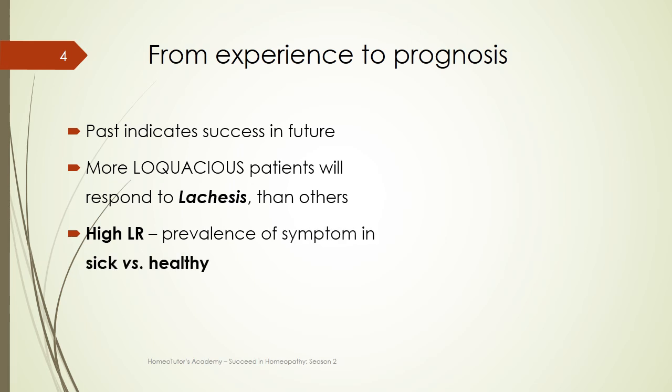So once again, a high likelihood ratio means that it is more prevalent in the sick versus the healthy. Please note, I have boxed the term sick. In other words, that symptom in that person should be in a state of sickness, not as a personality trait or temperament. This point has been emphasized over and over again in season 1 in almost all the cases that we had taken up for study.